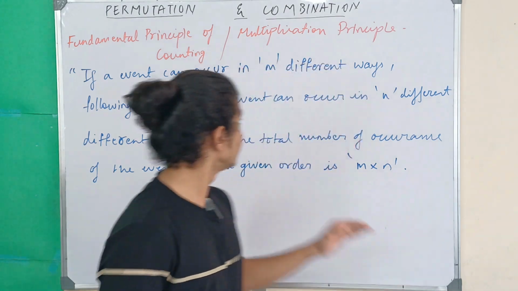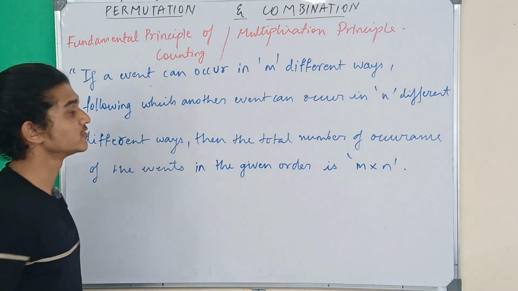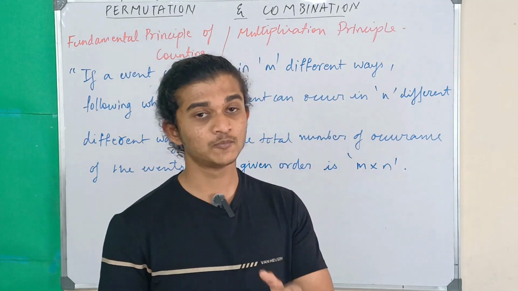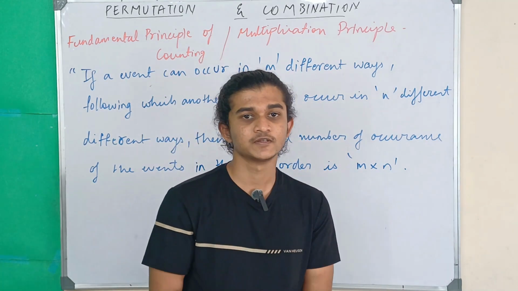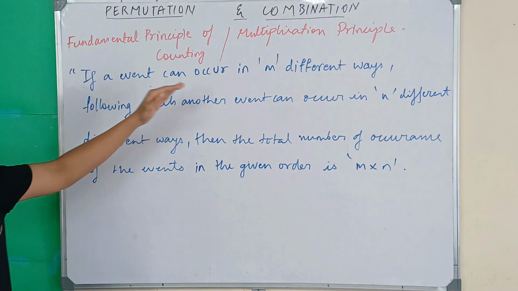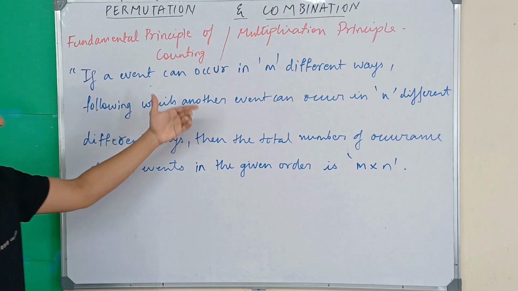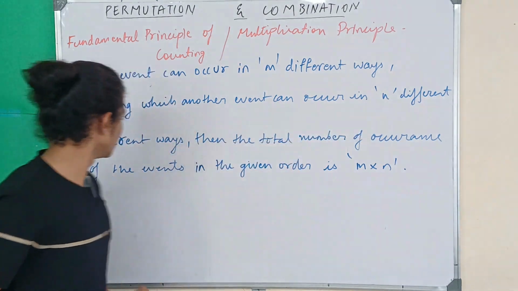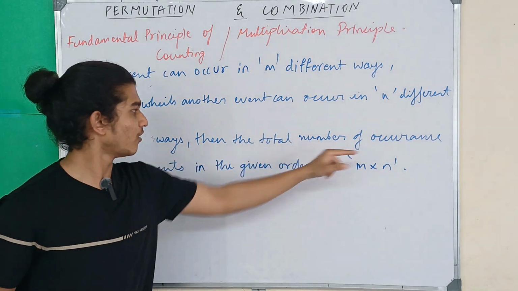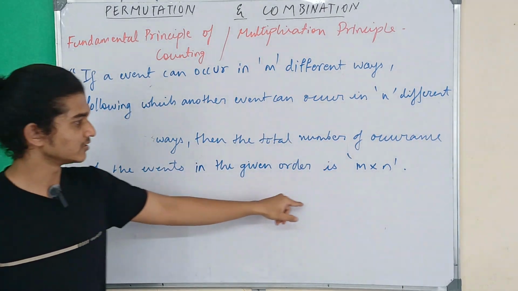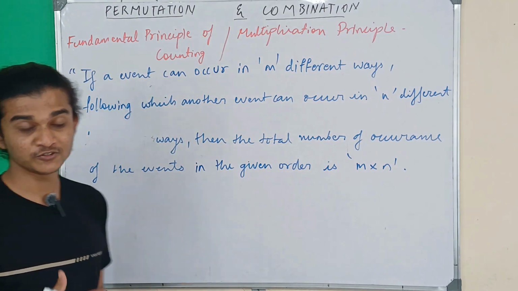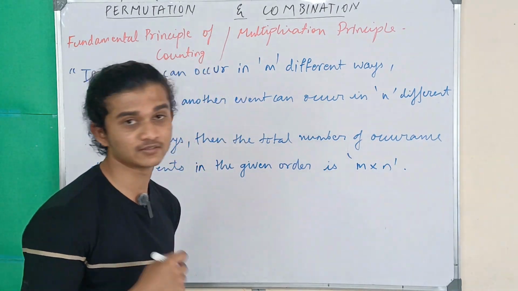So let us try to understand the fundamental principle of counting, or the multiplication principle. The textbook I'm using for reference is the 11th standard NCERT textbook. I'll put the link in the description. You can download it for free. So let us see what the fundamental principle of counting is. If an event can occur in m different ways, following which another event can occur in n different ways, then the total number of occurrences of the events in the given order is m into n. If you just read the statement, you can't understand it. You have to see an example, and then you can relate to it and understand.